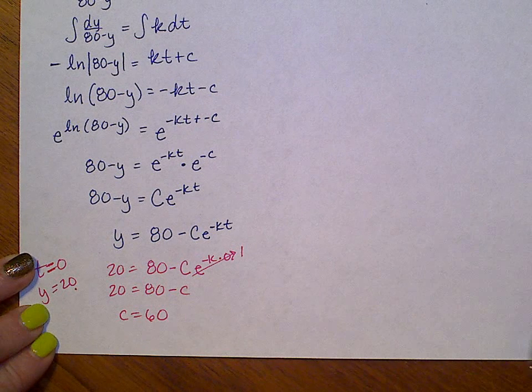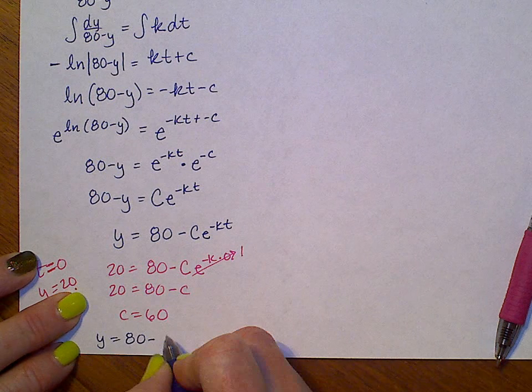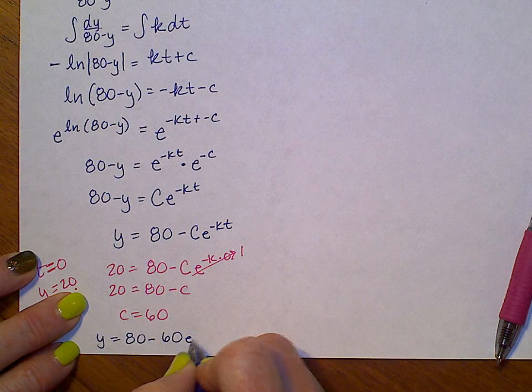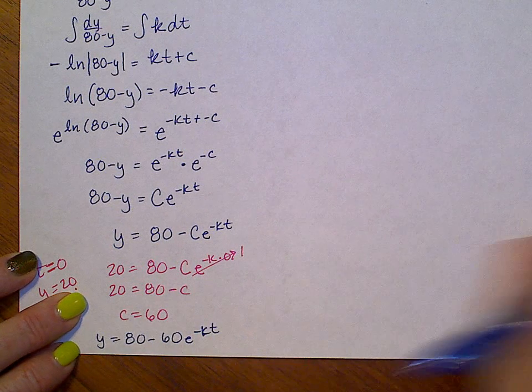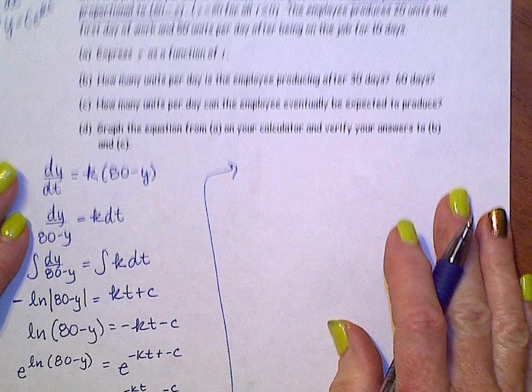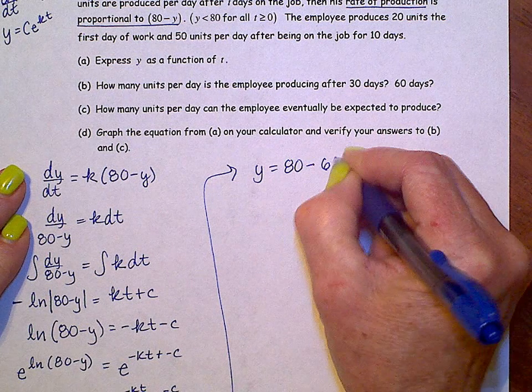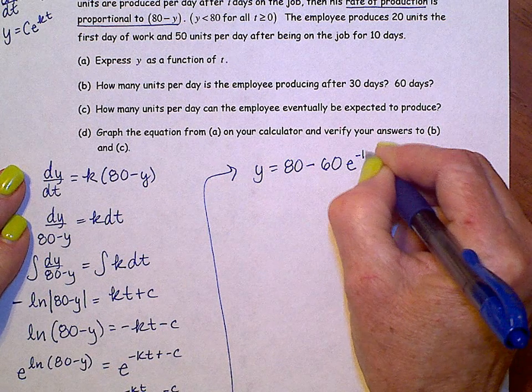Our equation now looks like this. y equals 80 minus 60e to the negative kt. I'm going to bring that all the way up here. y equals 80 minus 60e to the negative kt.